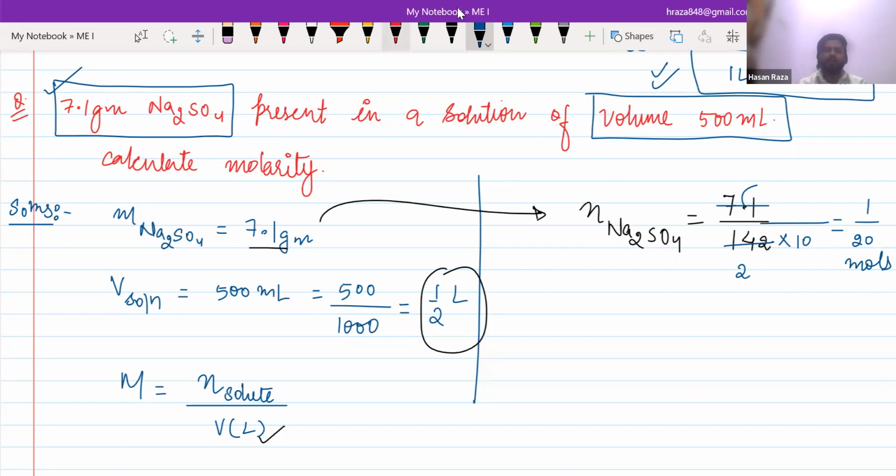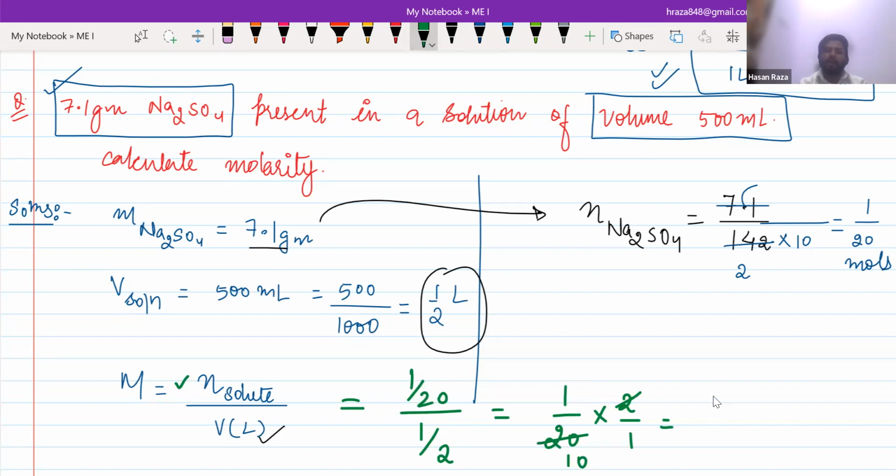Now I'm going to put this value in this formula. So what is the number of moles of solute? That is 1/20. And what is the volume of solution in liter? It is 1/2. So you will be getting 1/20 into 2/1. That means basically you will get 1/10, that means 0.1 moles per liter. This is the unit of molarity, or either you can write directly 0.1 capital M. This capital M stands for molarity.